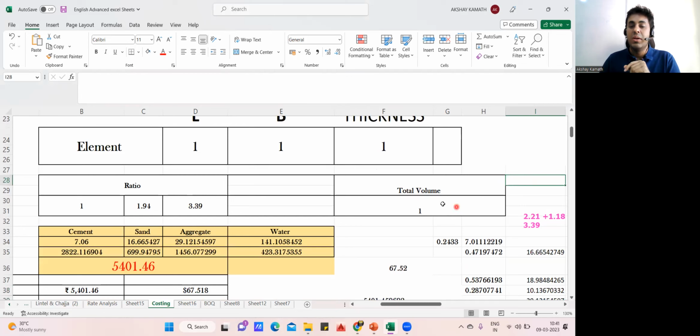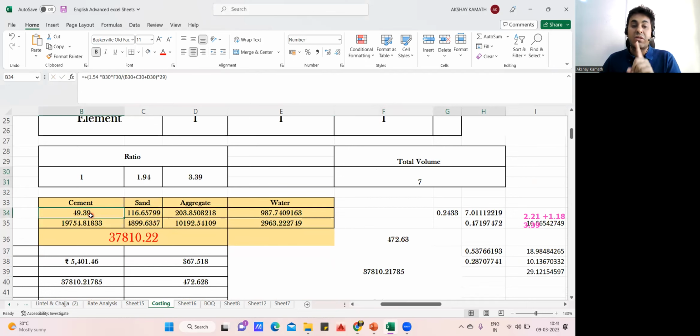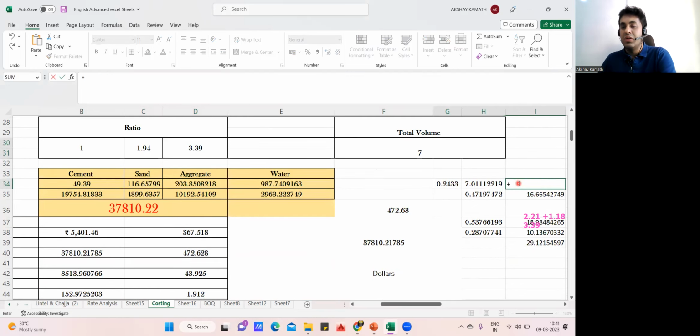Simple calculation I'll do. My total volume is 1 here. I'll take 7. Based on 7, my answer is ready. So I require 50 bags of cement. I require 116 CFT of sand. I require 203 CFT of aggregate. So same answer, if you want, you can do it here also.